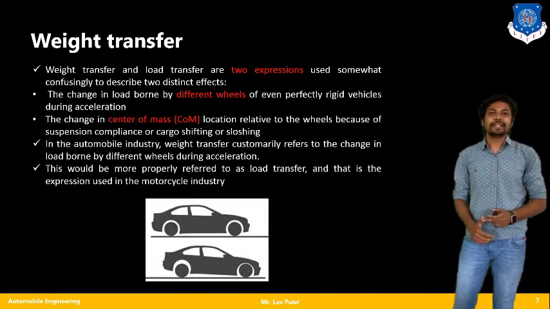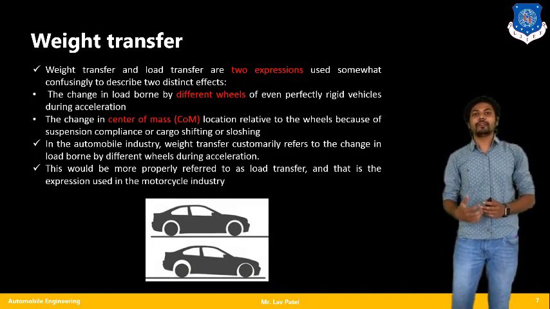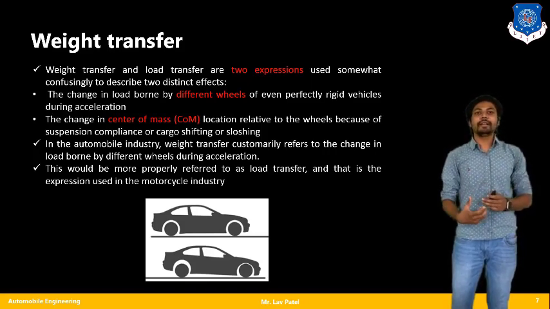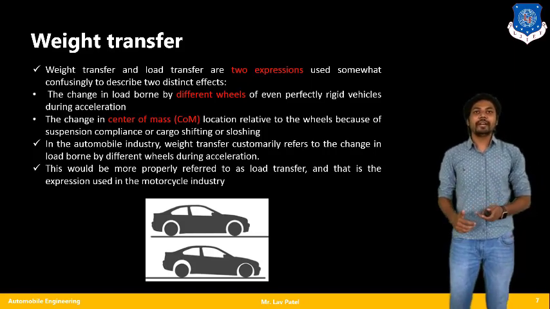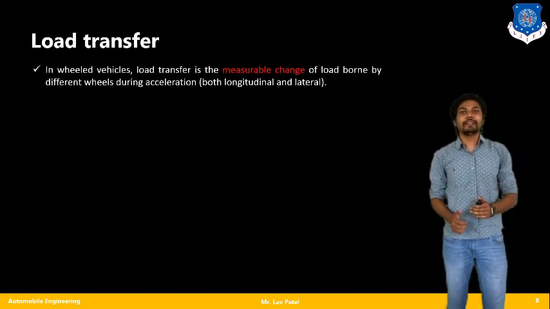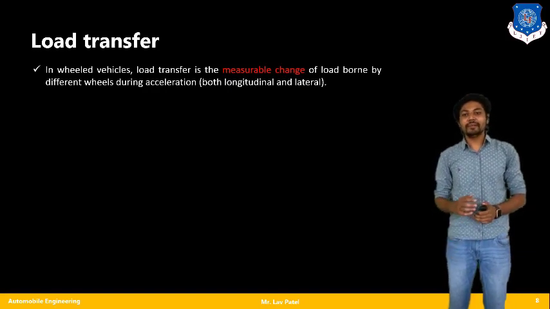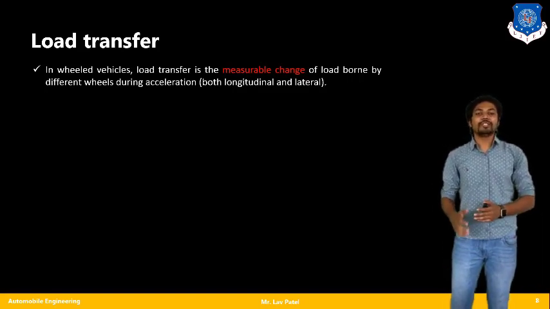In the image you can see that if I brake my four-wheeler, what will happen? The overall mass of the body comes to the front tires. So this is my weight transfer. And if we are talking about load transfer, basically load transfer and weight transfer are the same. But load transfer is the measurable change of load on different wheels during acceleration, for both longitudinal and lateral.